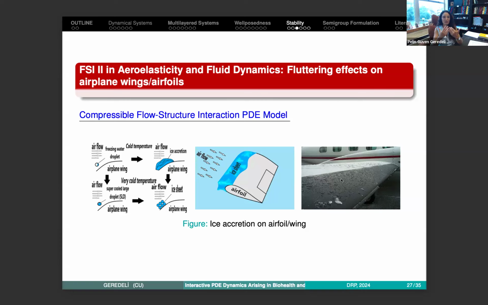And this interaction gives rise to another complicated PDE system. And what is the main question here? Actually, engineers are trying to decrease the fluttering effects on these airplane wings, because when it starts to flutter, it's dangerous, right, while the airplane is flying. So we don't want this. So how can we decrease the fluttering effect? So this is another question, which is tried to be explained via this kind of interactive dynamics.